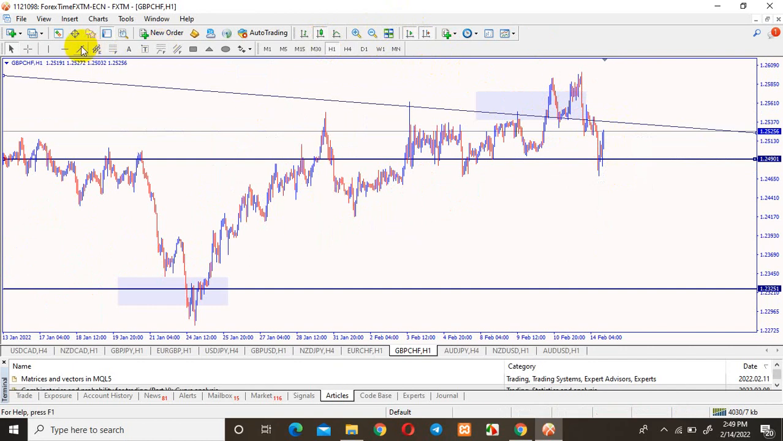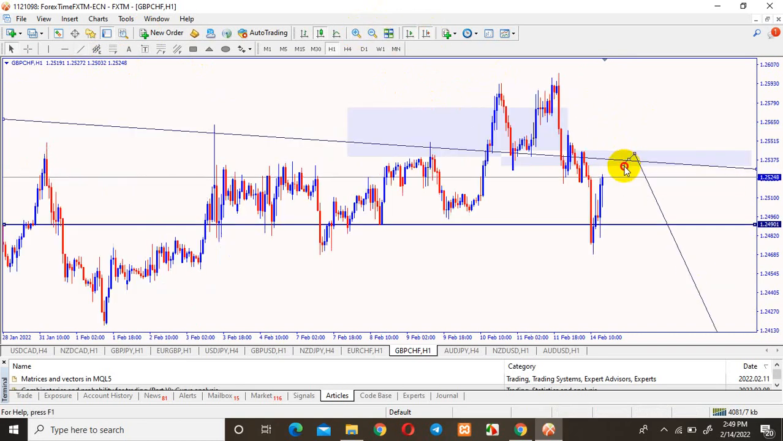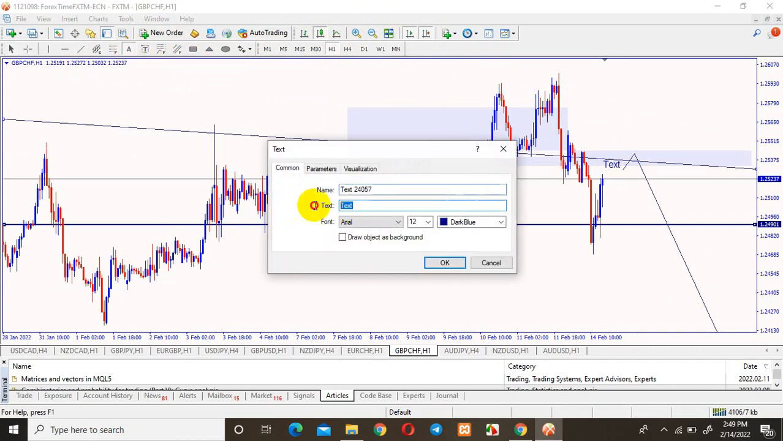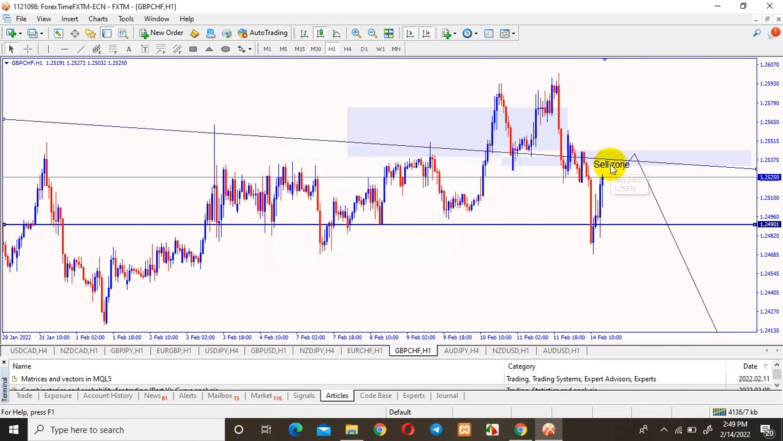Currently price is pulling back, but I'm expecting price at this zone to give us a nice drop to this area. Expand my chart. You can see price is already approaching there. So I name here my sell zone. Currently, as price is pulling into this zone, take a sell. This is a sell zone.